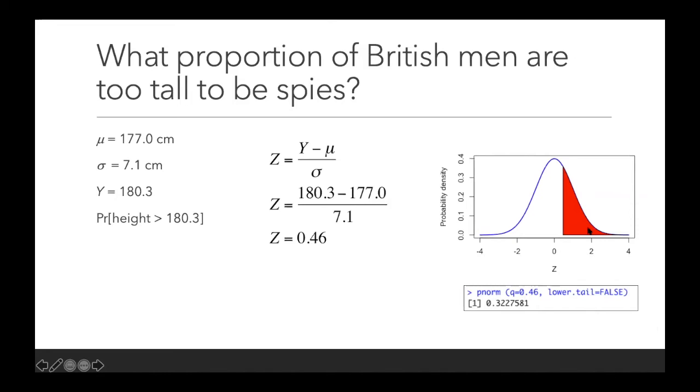Instead, we want to consider the upper tail. And we can calculate then, or let R calculate for us, that the proportion of British men greater than 180.3 centimeters is 0.323. So about 32% of the male British population would be excluded from being spies in MI5.